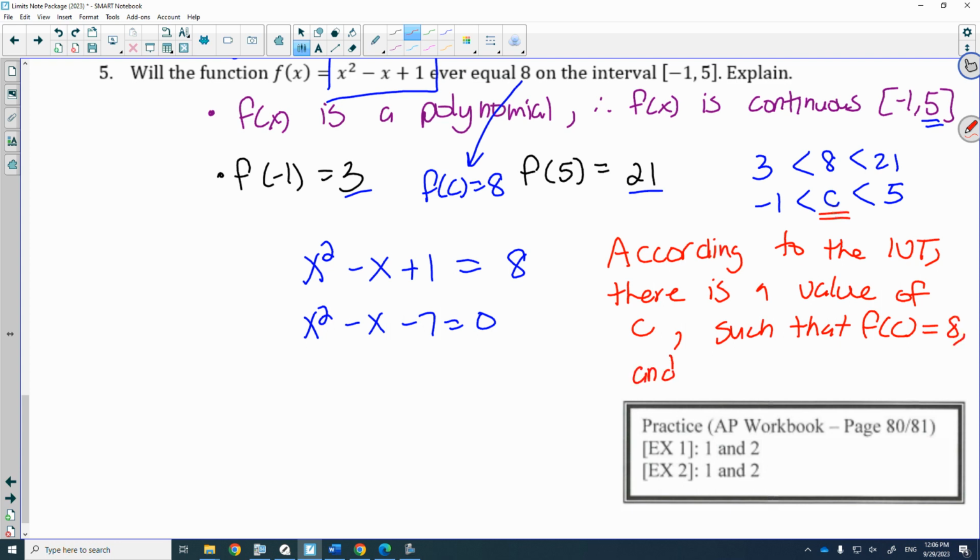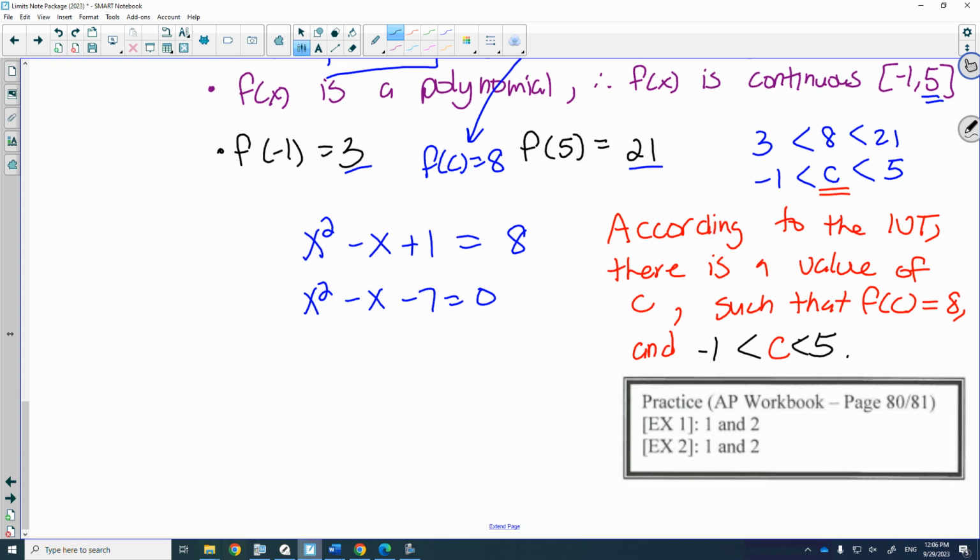And c is between which two numbers, Akil? Yes. The intermediate value theorem will guarantee that. Okay? There would be 4 of these little questions to do in your AP workbook.